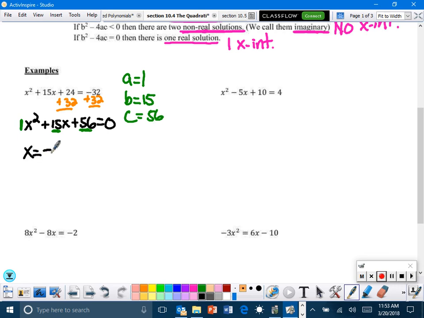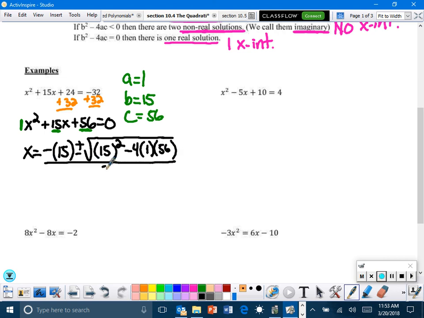X equals negative. Anytime you replace the letter, please use parentheses. So negative b, that would be 15 inside, plus or minus the square root of b squared, so 15 squared, again, use parentheses, minus 4 times a, which is 1, times c, which is 56, all over 2 times a, which is 1. Again, use parentheses around all substitutions. Otherwise, your chances of making a mistake go up.